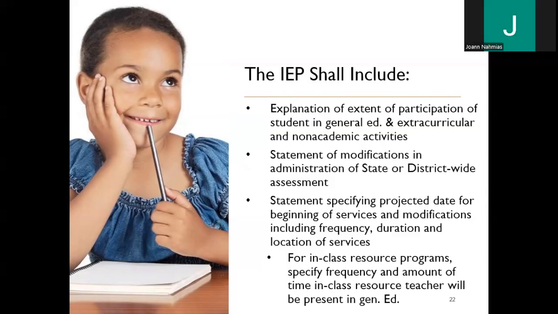The IEP must specify when services will begin, along with the frequency, duration, and location of those services. This ensures that the plan is clear and accountable. And finally, for in-class resource programs, the IEP must state how often and how long the resource teacher will be present in the general education classroom. Overall, this ensures transparency and clearly outlines how services will be delivered.